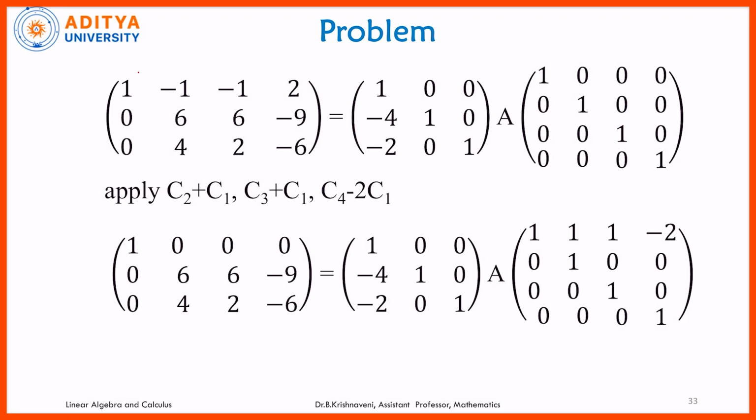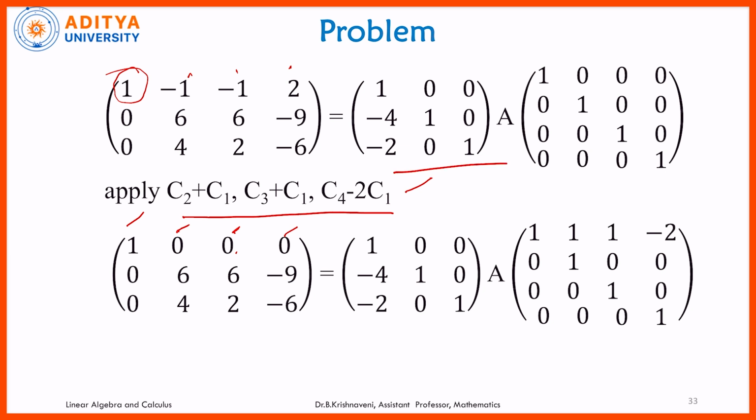Now we need to fix this element again and make the adjacent elements zeros using column operations. For that, what operations do we have to use? C2 plus C1, C3 plus C1, C4 minus 2C1. Applying these operations, C1 will remain the same. C2 plus C1 gives C2 as 0 6 4, applying C3 plus C1 on C3 gives 0 6 2, and finally on applying C4 minus 2C1, we get C4 as 0 -9 -6.